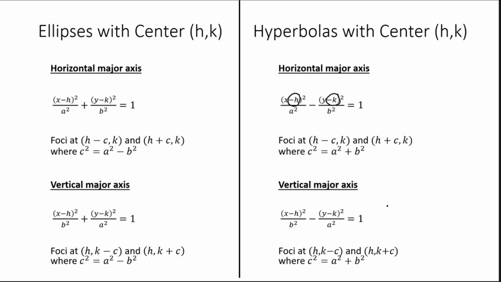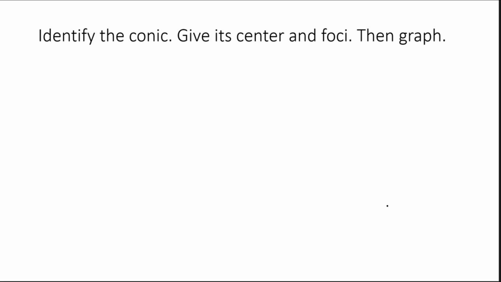Okay, let's take a look at an example of this, that way we get some practice with this new information. Here we are told to identify the conic, and to give its center and foci as well as to graph. So here is our equation. Now what type of conic would this be? Well, this would be an ellipse because it's got an x squared term plus a y squared term equaling 1. This would be the format of an ellipse. If it was a minus sign, it would be a hyperbola.